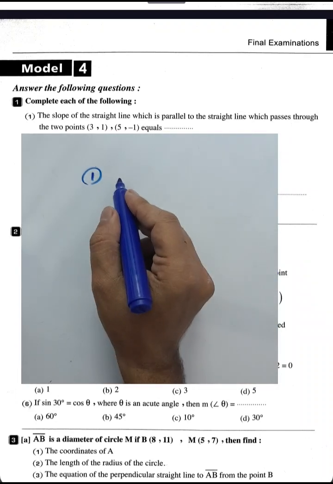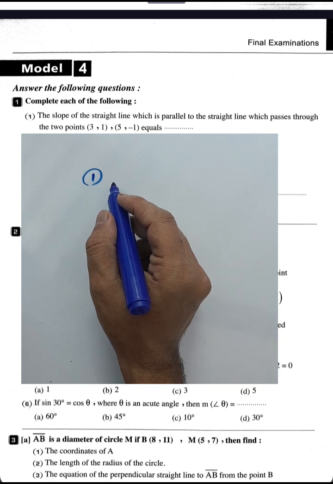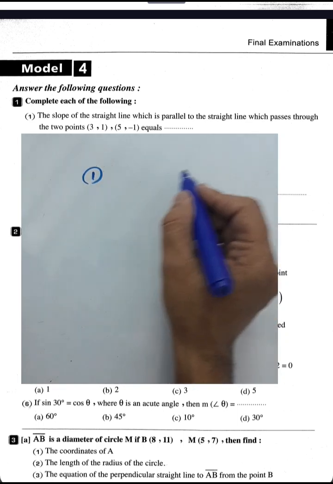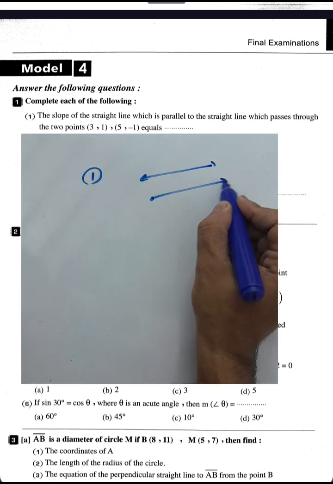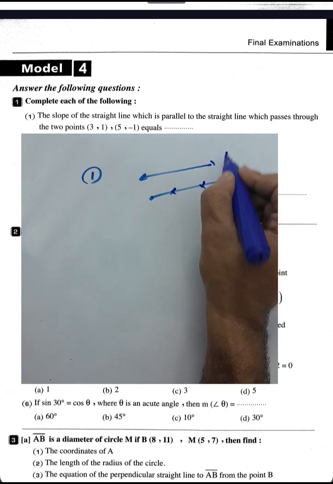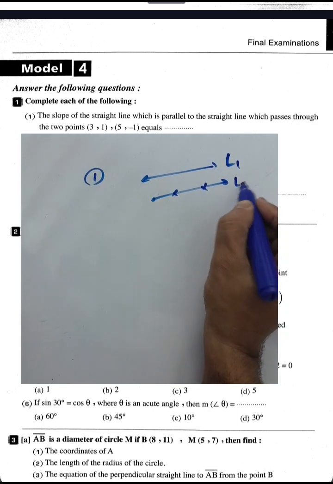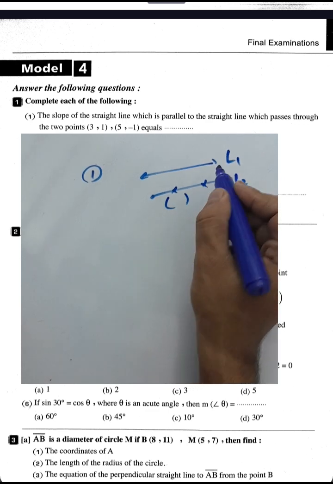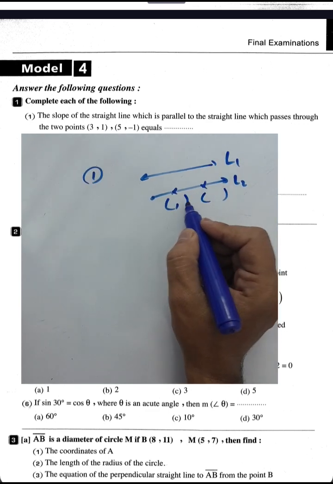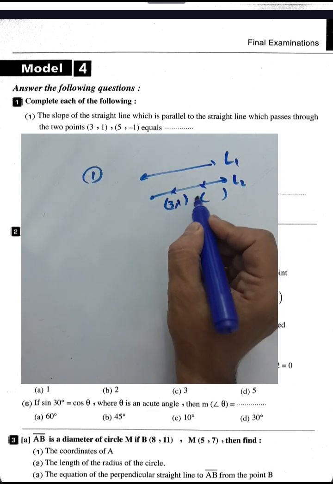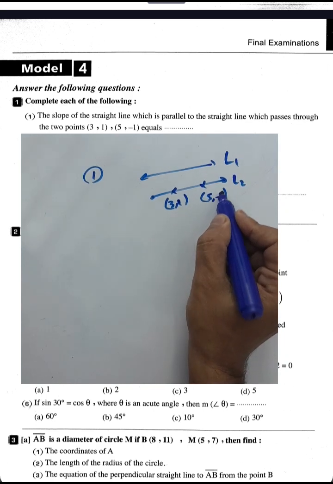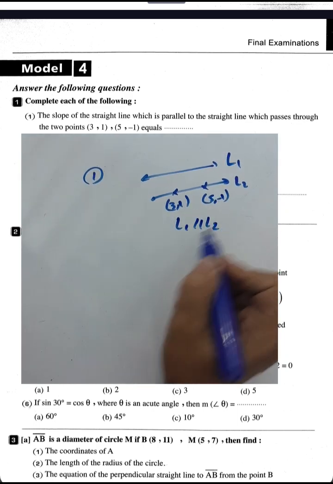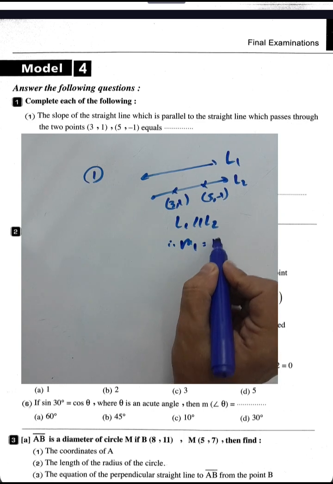The slope of a straight line which is parallel to a straight line passing through two points. We have two parallel straight lines. We want to find the straight line L2 parallel to L1 and passing through the two points (3, 1) and (5, -1). Then L1 is parallel to L2, so slope 1 will be equal to slope 2.